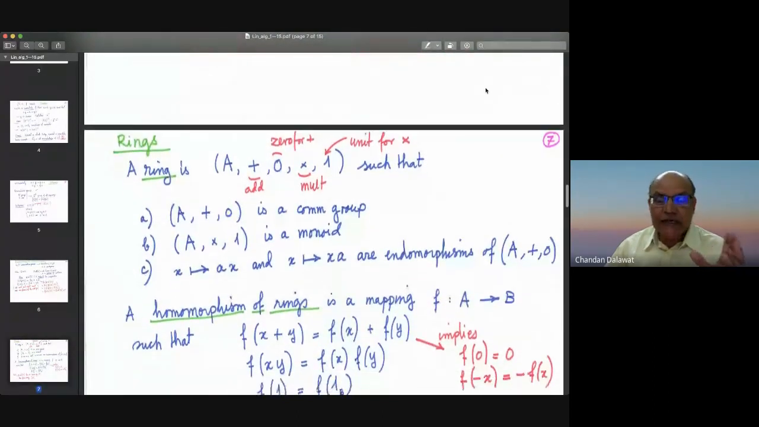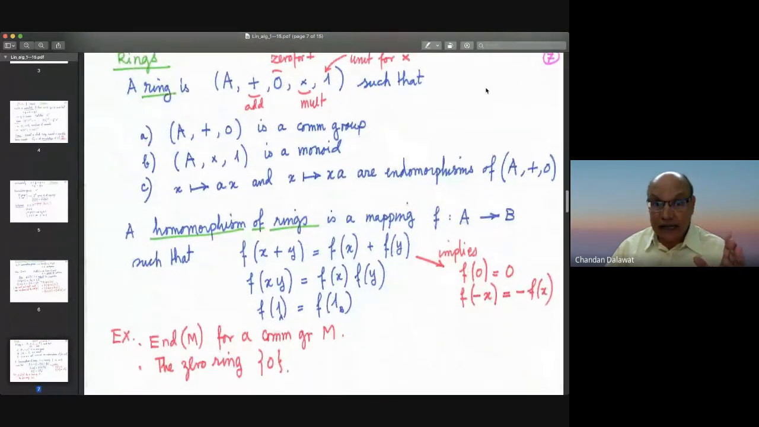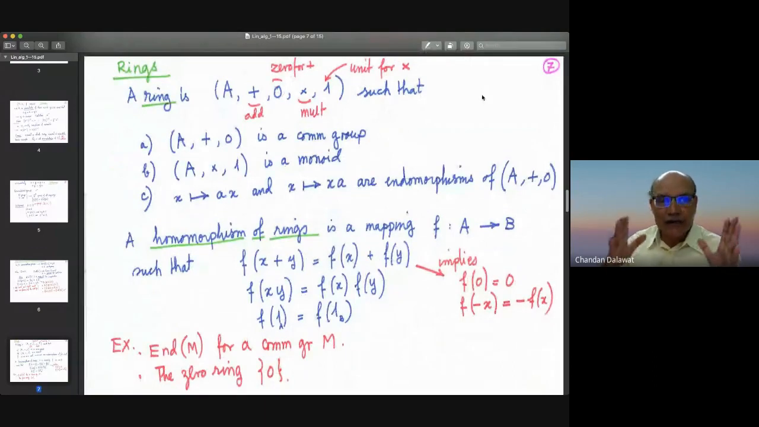So this was there to introduce the notion of a ring. A ring is just a set A together with two laws of composition, plus and times, and two special elements 0 and 1, such that (A, +, 0) is a commutative group, called the additive group of the ring A, and (A, ×, 1) is a monoid, called the multiplicative monoid of the ring A.